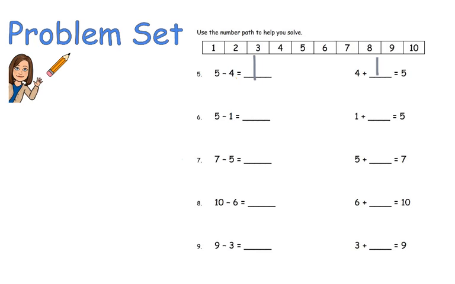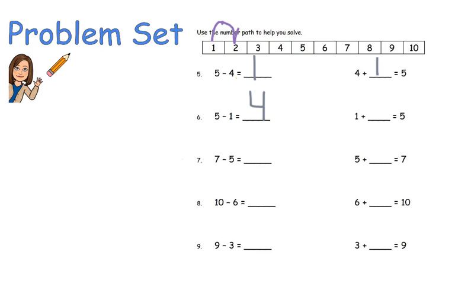Okay, let's try the next one together. We have 5 take away 1. Okay. So we're going to start at 5, and we're going to go down to 1. Stop at 1. Now we need to count how many hops. We have 1, 2, 3, 4. 5 take away 1 is 4.